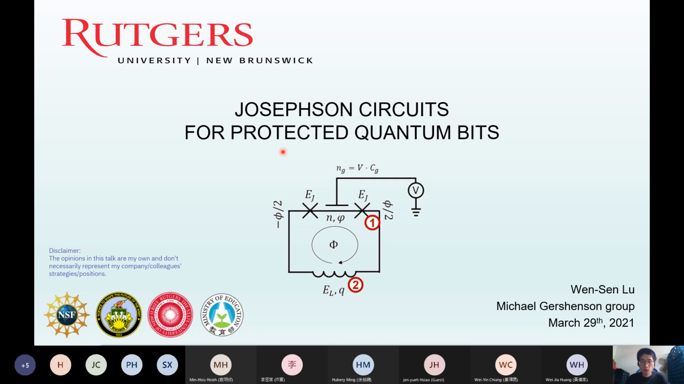Okay. So it's my honor and pleasure to present our work on using Josephson circuit to build protected quantum bits. My name is Wen-Sen, and this is my thesis work in Rutgers University with Professor Michael Gershen's group. I'm currently working on designing a co-simulation for superconducting quantum circuits in IBM Quantum. But before we start, I need to give you this disclaimer that this work was done in Rutgers and does not represent IBM's standpoint given my current role at IBM.